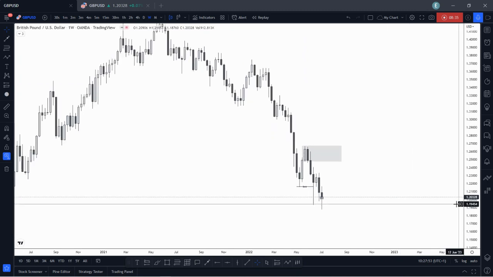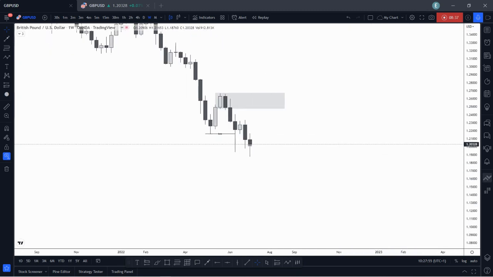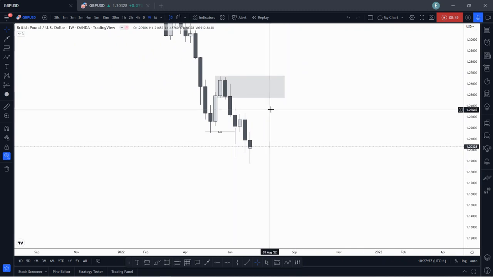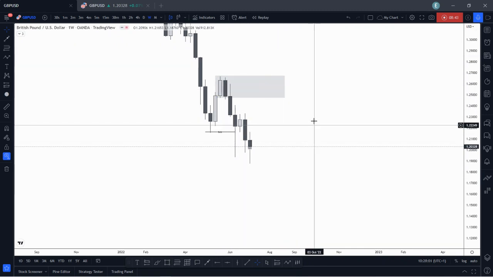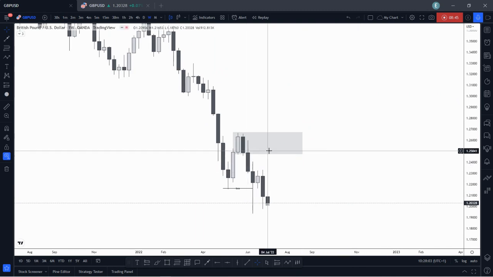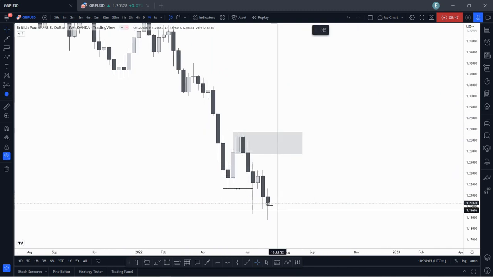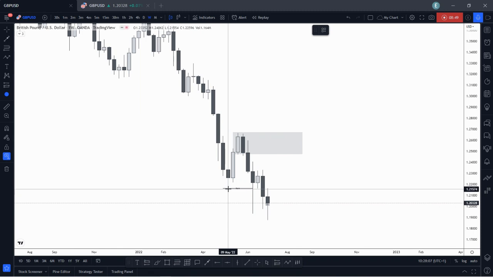So after seeing the most recent leg of the market, remember on the monthly we are bullish because the market is reacting from a bullish order block. But now looking at this weekly time frame, what can we see? We can see that the market has broken this level of structure, which is this low right here.